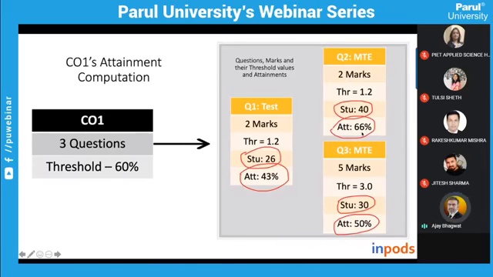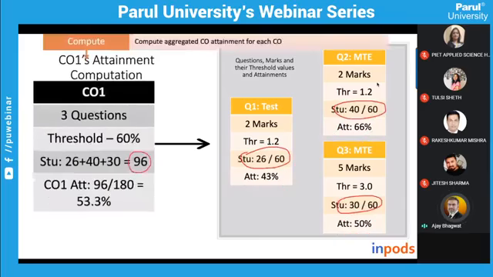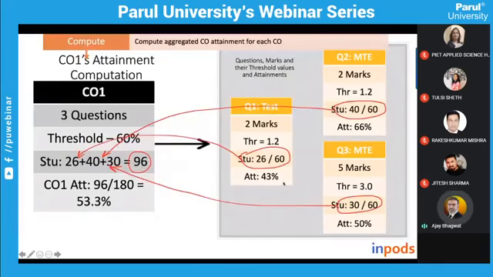So every question needs to be evaluated from the perspective of computation of CO attainment, and then you have to aggregate that attainment at the top level. So when you do that, the idea is that you count the number of students above the threshold line of each question and sum those up. So here, this is what I have done here. Summation is done. So 96 students are there, and 60 is the class strength, right? So the sum of these denominators is 180, and then you get 96 divided by 180.